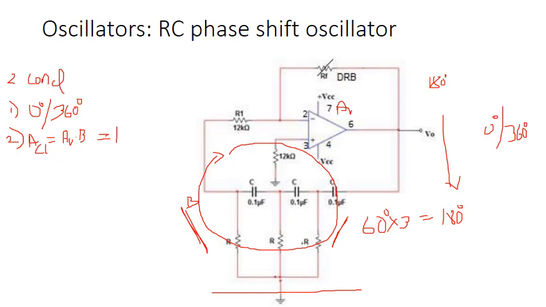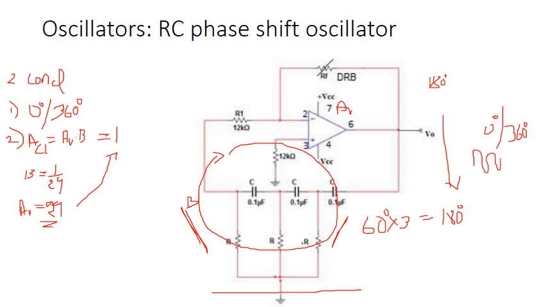So the attenuation in this particular circuit, B, is equal to 1 by 29. So in this case the gain AV of the op-amp should be 29 to make the closed loop gain equal to 1. So if we set the gain of the op-amp as 29, then the second condition of the oscillation will be met and we will get a sustained oscillation at the output, a sine wave at the output.